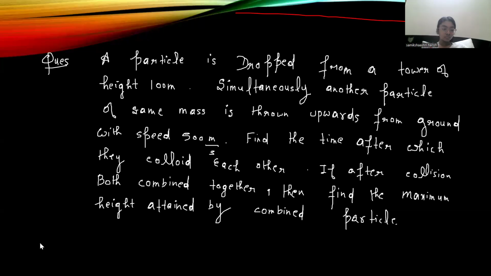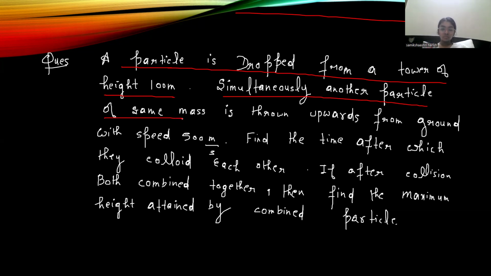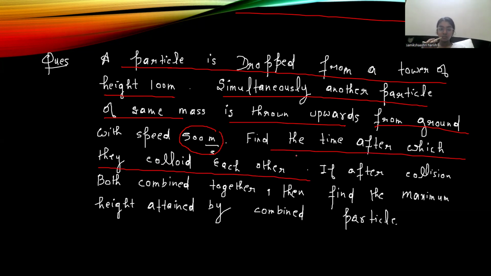Okay. So first of all, read the question carefully. A particle is dropped from a tower of height 100 meter. Simultaneously, another particle of same mass is thrown upwards from the ground with a speed 500 meter per second. One particle is dropped, one particle is thrown upward with a speed 500 meter per second. Find the time after which they collide with each other. First of all, we will calculate this.